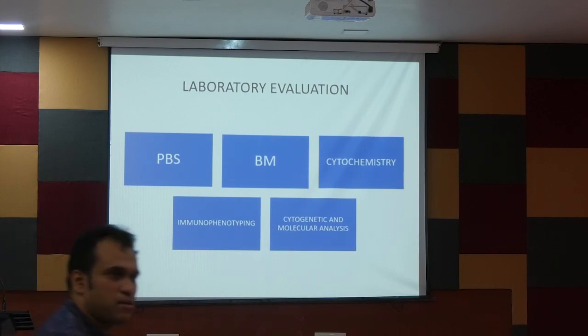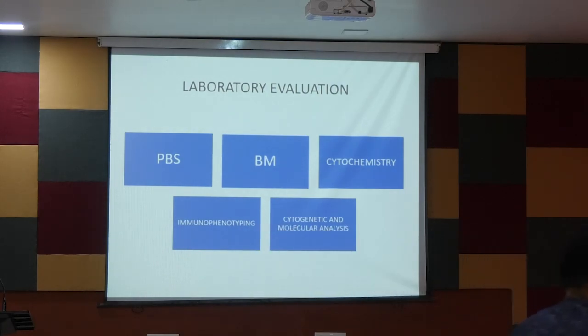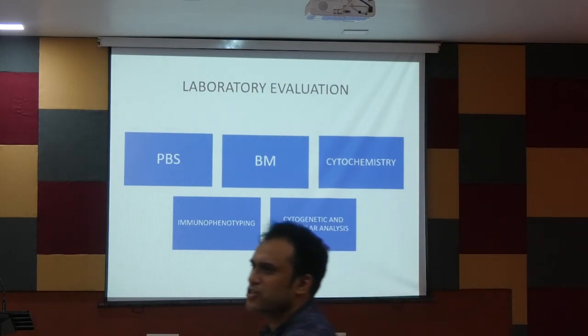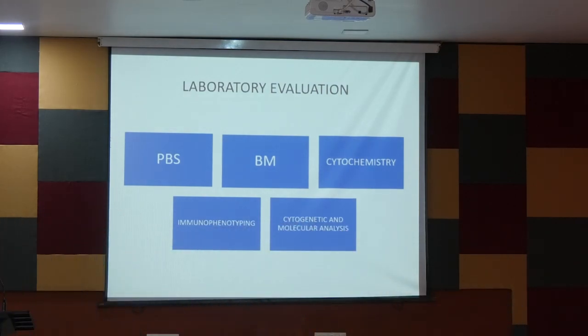So in lab diagnosis again, what are you going to study? Peripheral blood smear. The first and foremost thing that you have to study is peripheral blood smear. Next is bone marrow. BME is bone marrow. Then comes cytochemistry, immunophenotyping, cytogenetic and molecular analysis. So at least these 5 things you have to remember.